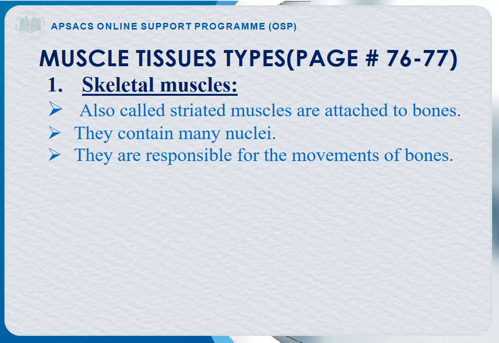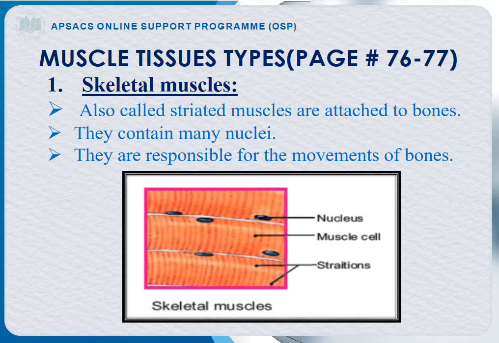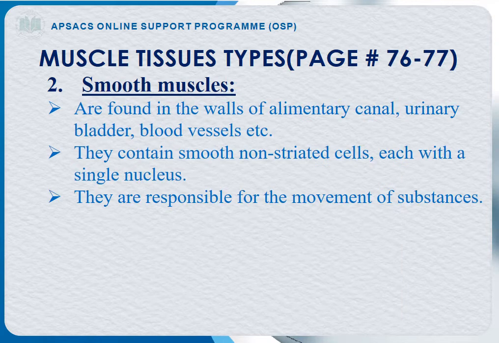Skeletal muscles, also called striated muscles, are attached to bones. They contain many nuclei. They are responsible for the movement of bones. That is why they are called skeletal muscles, because the whole bony framework in the body is called the skeleton. So muscles attached to the bones are called skeletal muscles. Just look at the diagram. You will see that there are many nuclei present in this cell and striations, or striated. These red lines represent the striations, so according to the straight lines, they are called striated muscles.